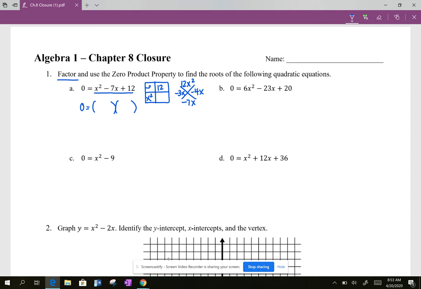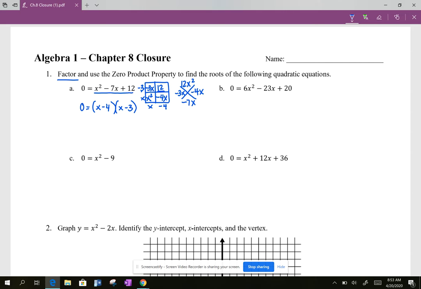So put these into the missing parts of your generic rectangle. Find the length and the width. X times x is x squared. X times negative 3 is negative 3x. X times negative 4 is negative 4x. And just to double check, negative 3 times negative 4 is positive 12. Okay, put your length and your width here.